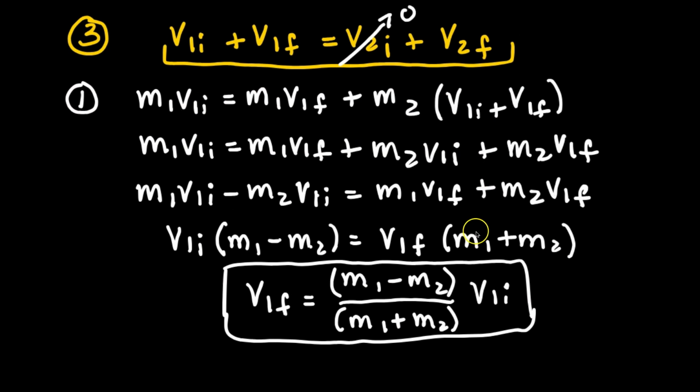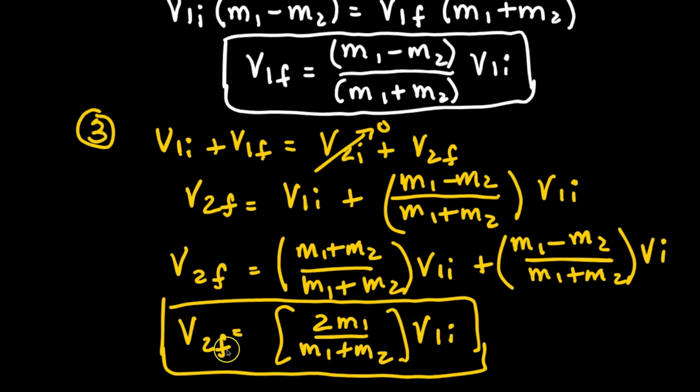Next, we're going to do some algebra. First, I'm going to distribute this m2 to the terms inside this parentheses. Then I'm going to move the m2 v1 initial to the left-hand side, so I'm going to subtract that on both sides. And then next, I'm going to factor out the v1 initial on the left here. And then I'm going to divide both sides by m1 plus m2. I'm going to flip everything on the right with everything on the left, and we end up with v1 final is equal to m1 minus m2 in parentheses divided by m1 plus m2 in parentheses times v1 initial.